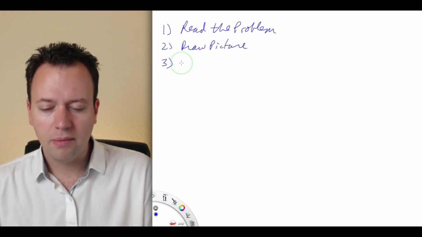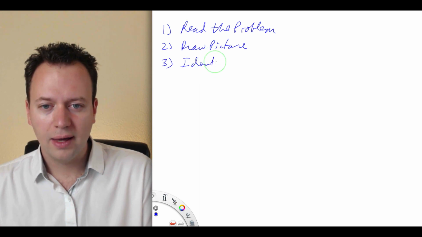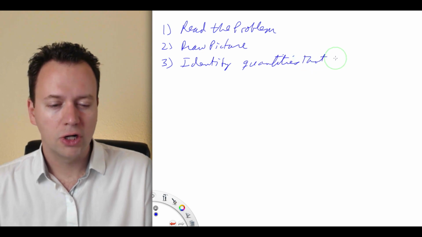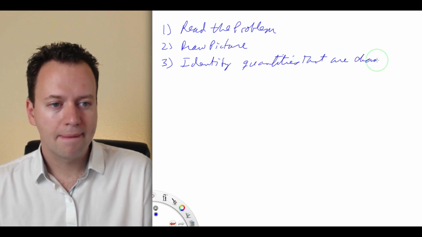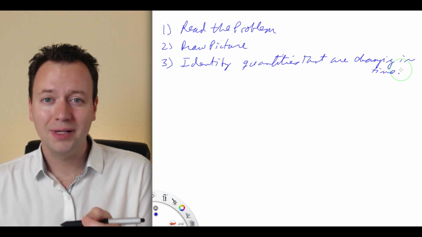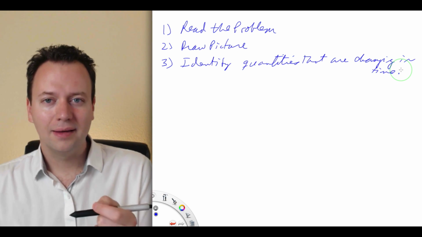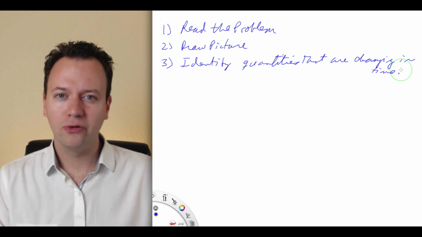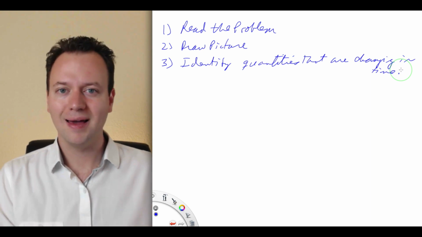The third step, identify quantities that are changing in time. So in related rates problems, there's always an implicit independent variable. So the main physical variables are all functions of time.